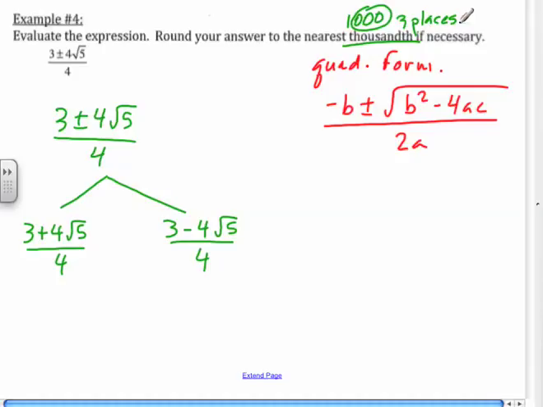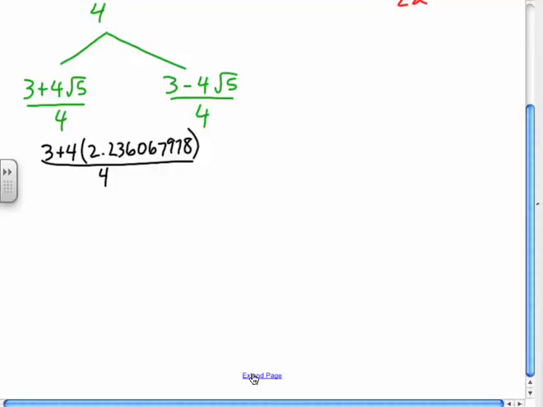What I'm going to do here, the very first thing I'm going to do is take the square root of 5. So second square root 5, enter. And I'm going to get 3 plus 4 times, and guys, I don't round this, 2.2360679778. I never round till I get to my answer. Okay? I'll get to that other one in a minute.